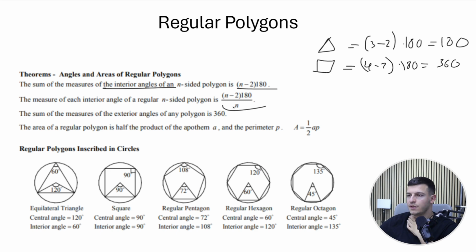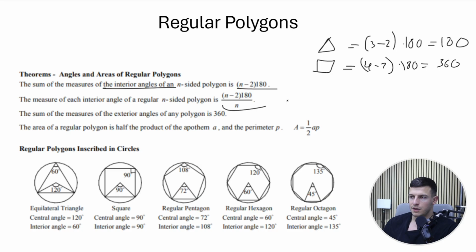The measure of each interior angle of a regular n-sided polygon is this. Assuming they're equilateral. So for a square, that's going to be 90, etc.